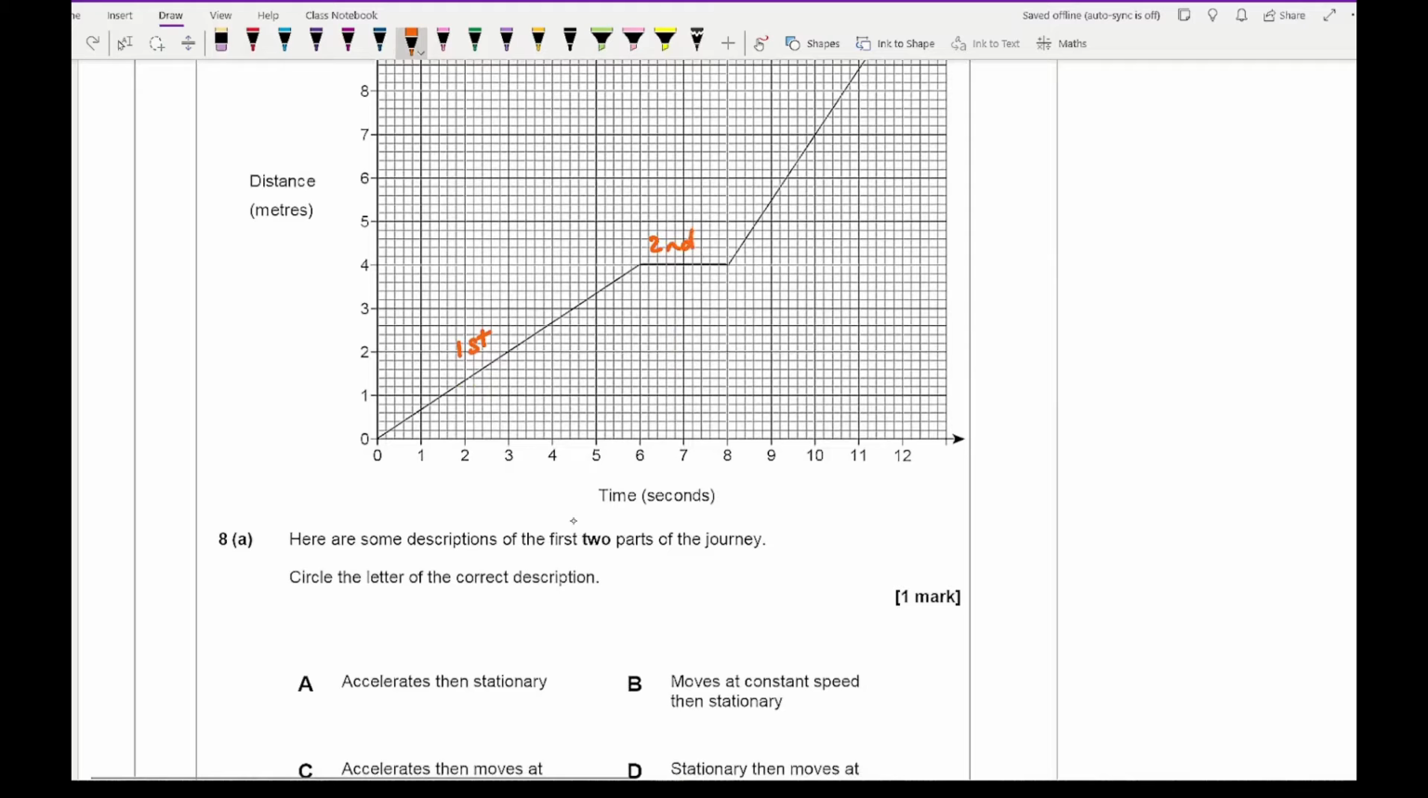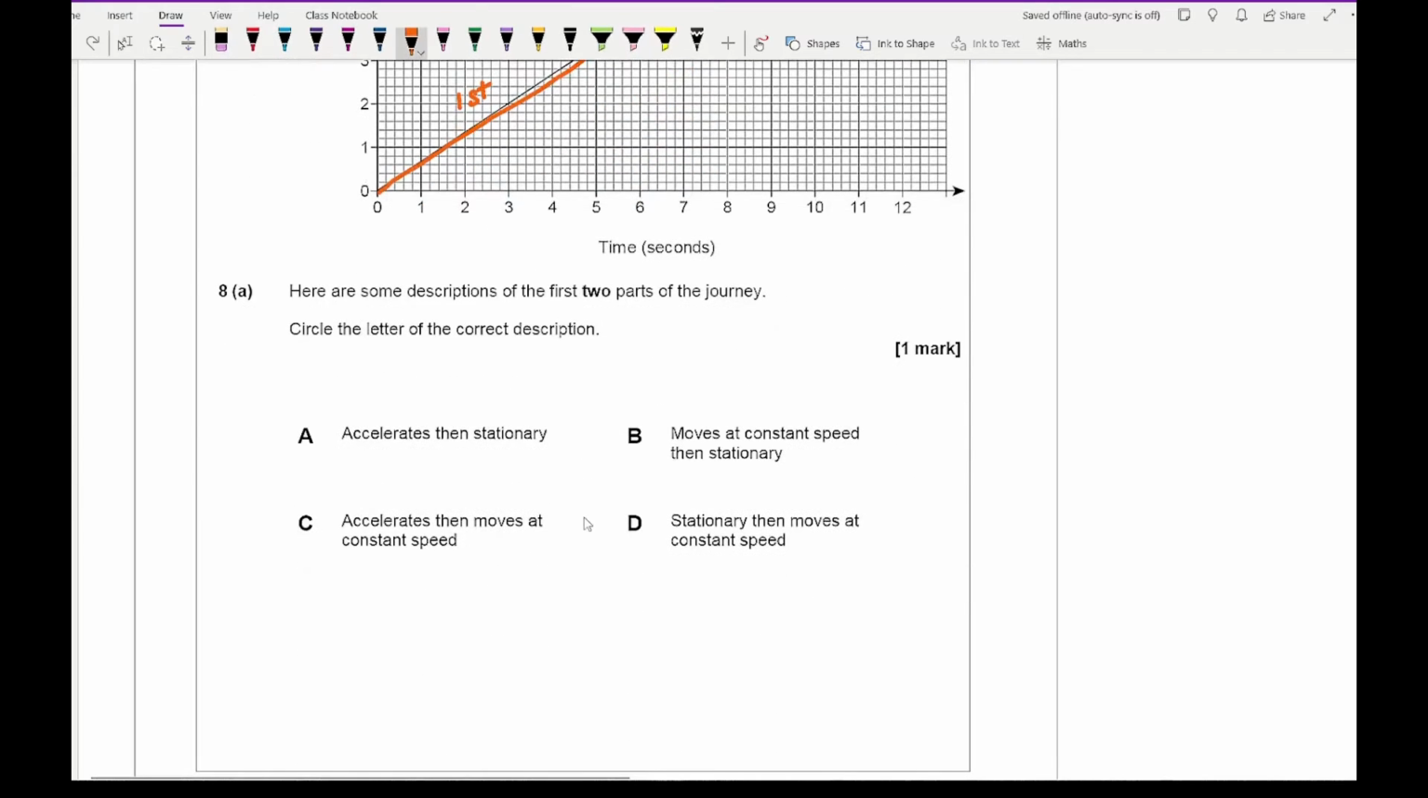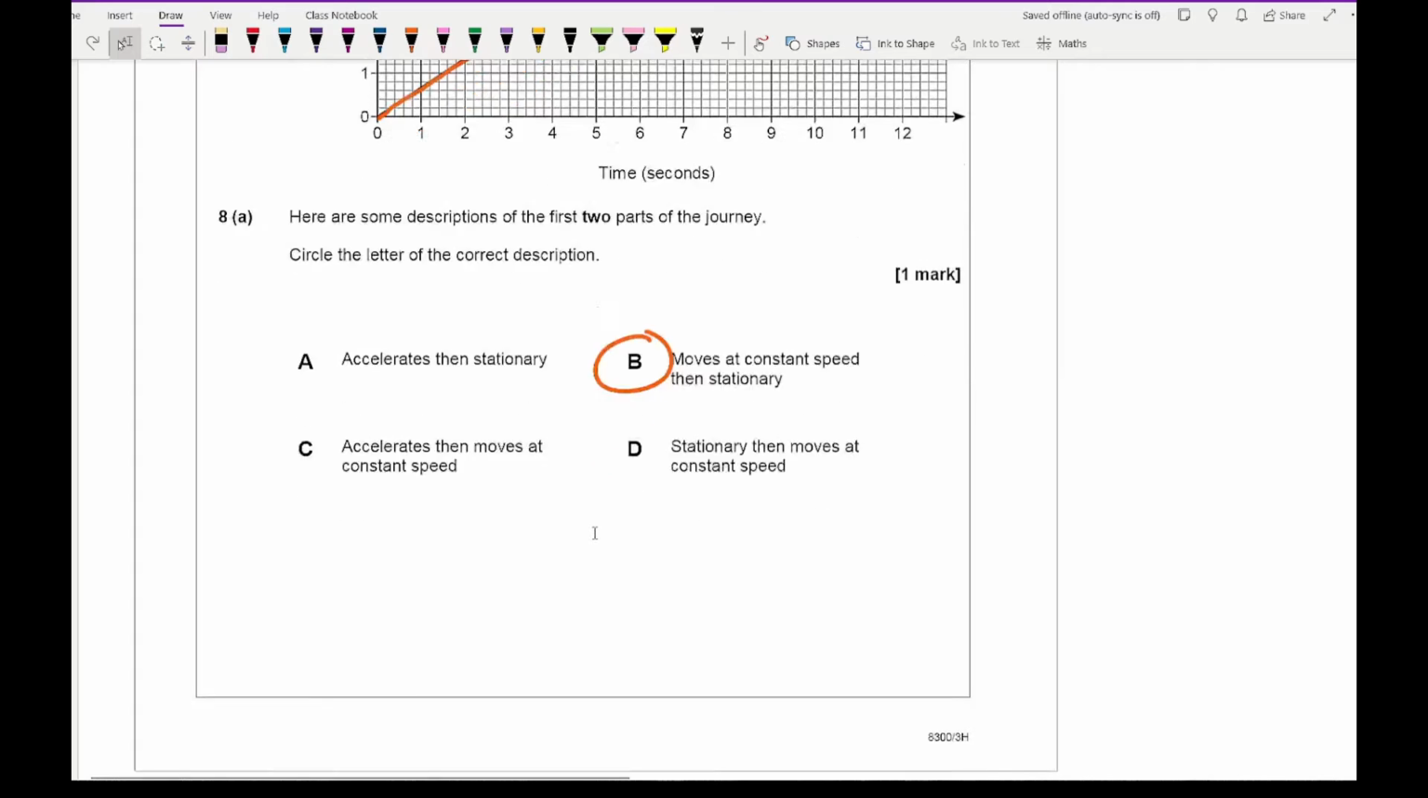So we're just looking for this line here and that there. Now it says circle the correct description, and the one you want to circle is going to be B, in the fact that it moves at a constant speed, which is represented by a straight diagonal line, and then it's stationary, which is a straight horizontal line.